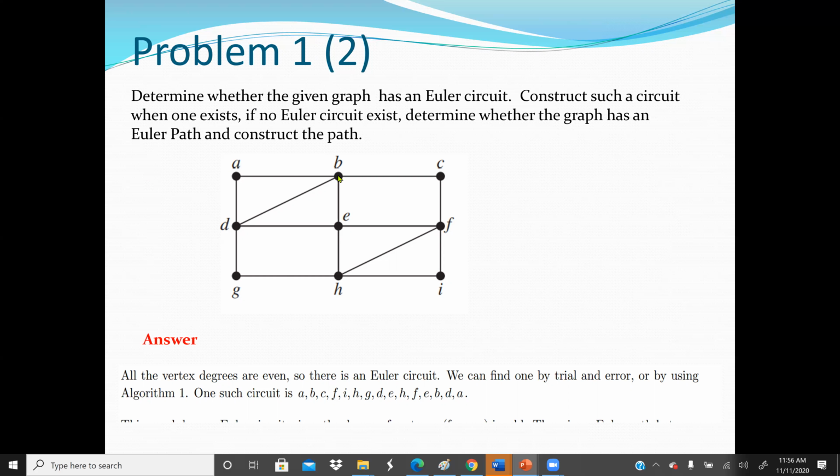So again, AB, so we went AB already. So we have to end at AD. So AB, then we have C, then F, then I, then H, then G, then we come back to D. Now we have to visit the inner part. So we went to E, then H, then F, then F to E, then we went to B, then we come back to D, then the last is A. So that would be our circuit.